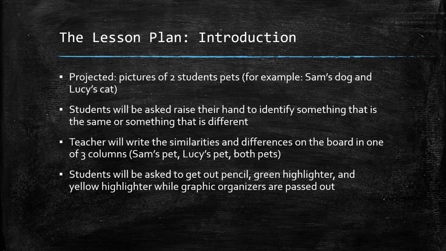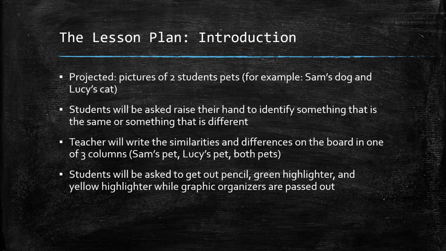I will write those similarities and differences on the board, and I'm just going to write those in a 3-column chart. So we may have a column for Sam's pet, a column for Lucy's pet, and then a column for both pets. A lot of people would probably go ahead and start on a Venn diagram here. I am not going to go that route. We are going to get to Venn diagrams, but I don't want to do that on this first lesson. I think it will really benefit our kids if they start just to understand and grasp the concept of compare and contrast without having to understand a Venn diagram at this time as well.